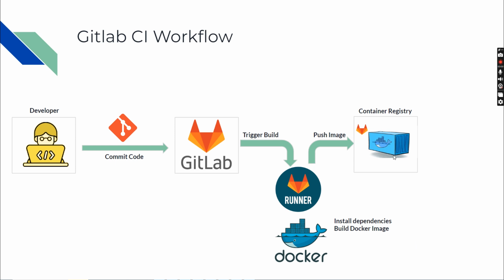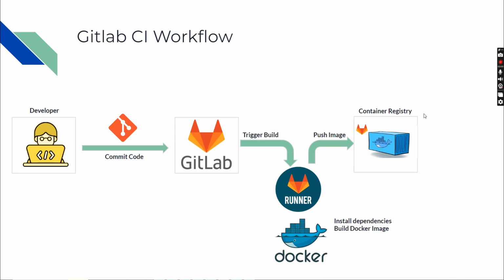So this is the flow for the build. This entire workflow we can call a build job. At the end of this workflow, what gets created is the Docker image, and the Docker image will be stored in the container registry.